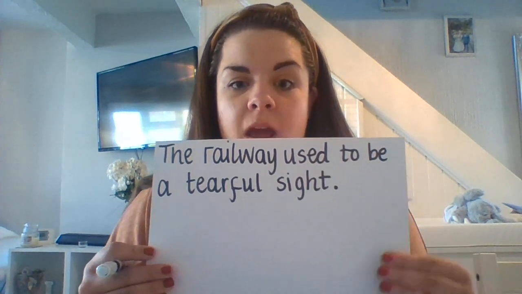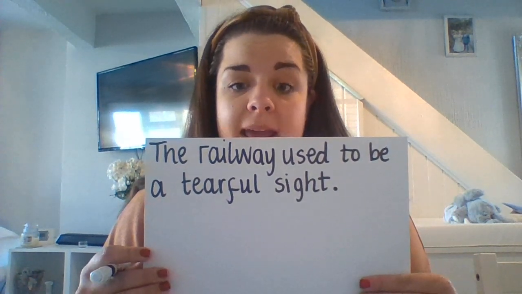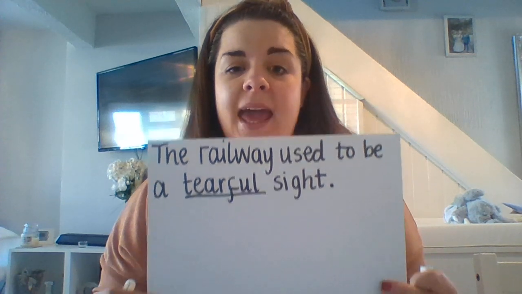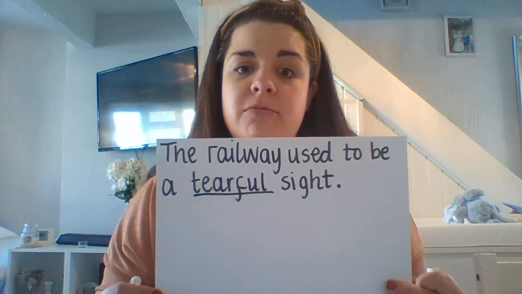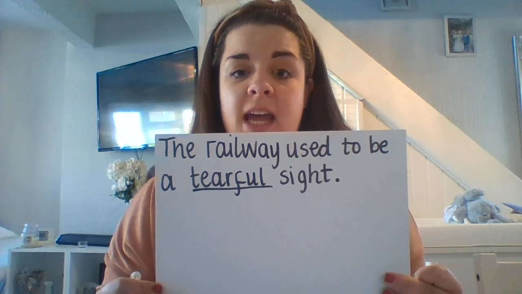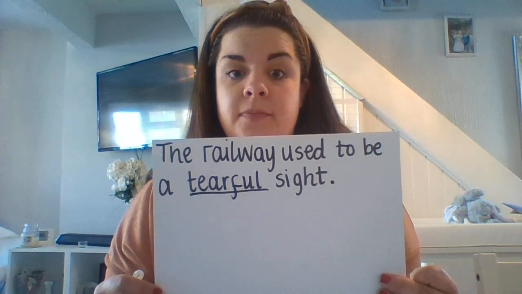The last part I'm going to show you is writing the words into some sentences. The railway used to be a tearful sight. Can you see the full suffix word? Well done, it was tearful. It means that the sight of the railway used to fill the person with tears. It would mean it was sad.